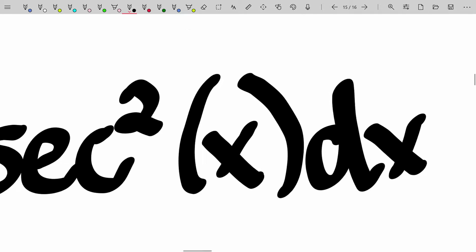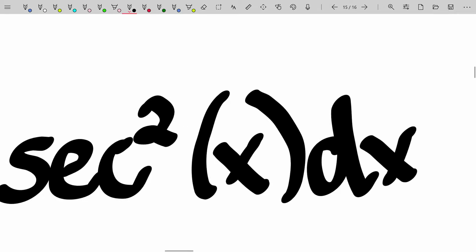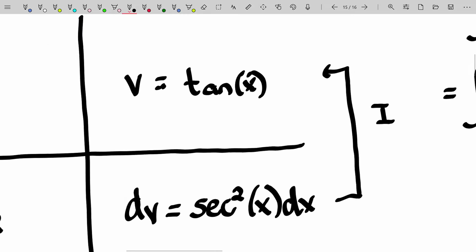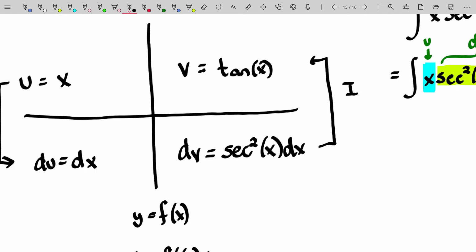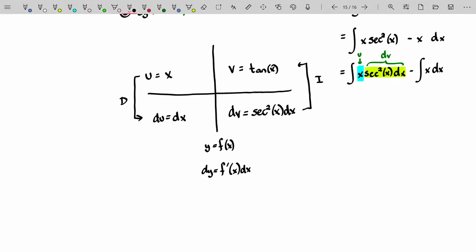Also, your trig functions have arguments. It's not just a secant squared with nothing. It's secant squared of x, just like its antiderivative is the tangent of x, not tan. That adherence to detail is going to pay off in the long run.